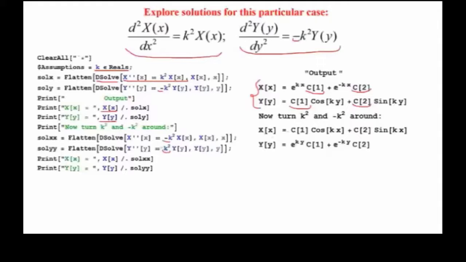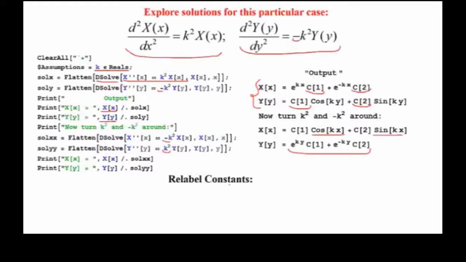So the x equation has the cosine dependence, but realize it's kx and not ky. And the same goes for y. It goes to the exponential form. And so that tells you then what happens when you switch these k-squareds. It just flips the type of solutions that you get.